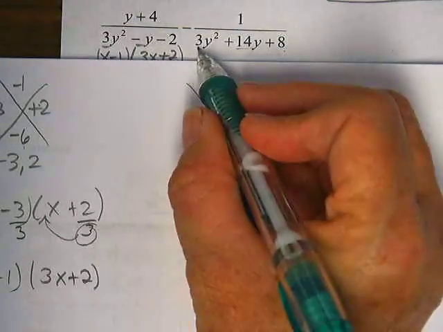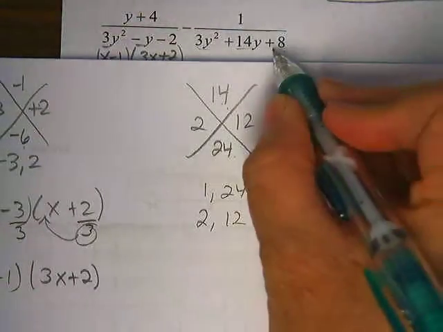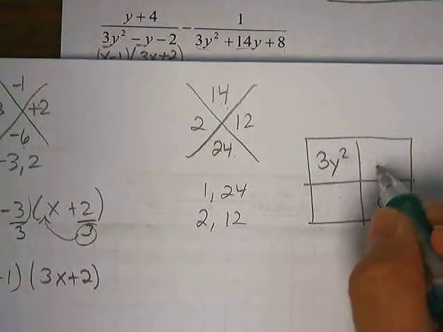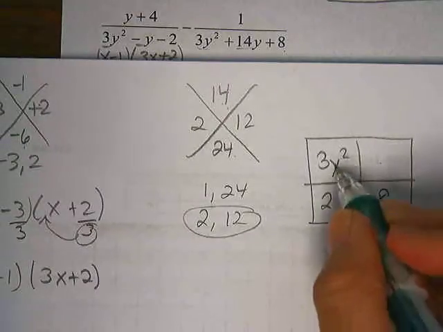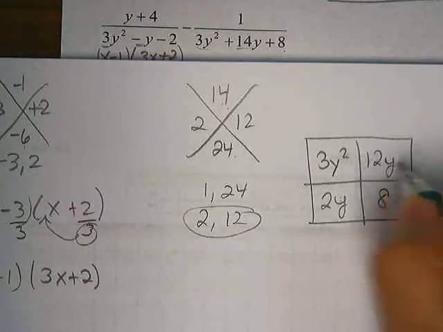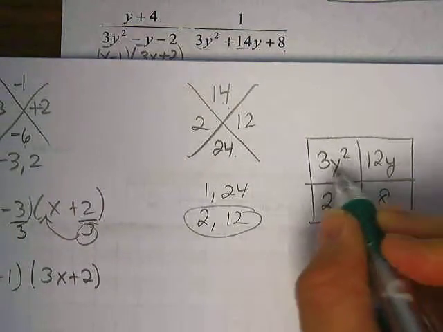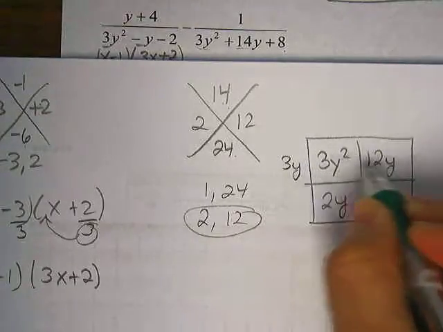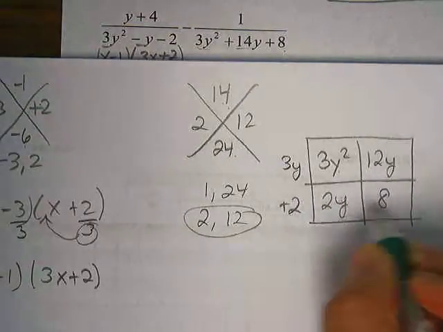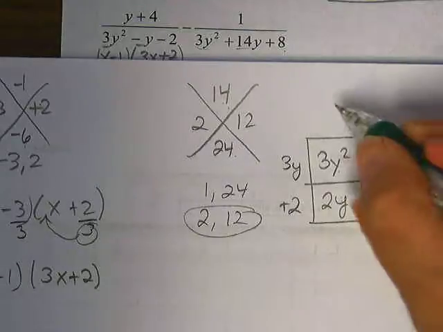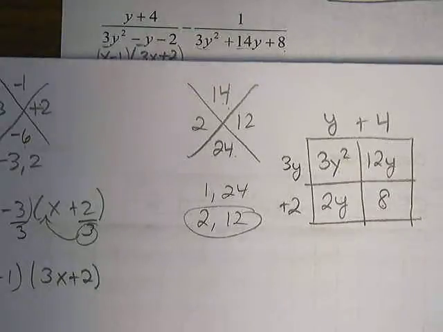The first term in the box is the first one from your equation, so 3y squared. The bottom right is the last term, the constant. And these two boxes, top right and lower left, are these two factors that we found. We just add the variables, so 2y and 12y. And now we find the greatest common factor in each row and each column. In the top row, it looks like 3y goes into 3y squared and into 12y. In the bottom row, 2 goes into both of those. First column, it looks like the only thing in common is the variable y. And second column, it looks like 4 goes into both of those.